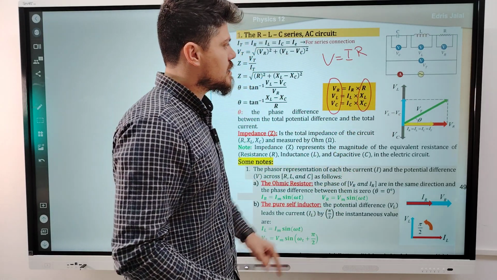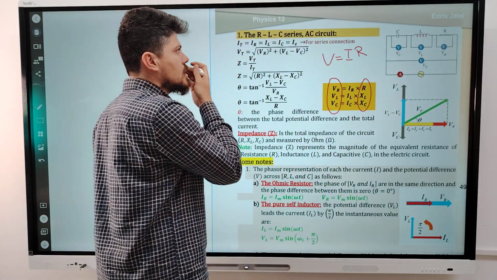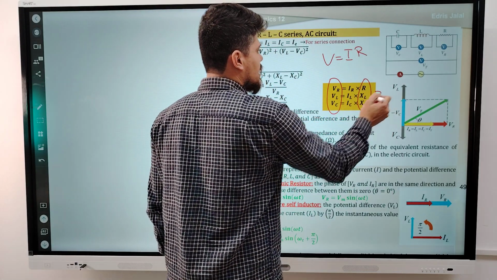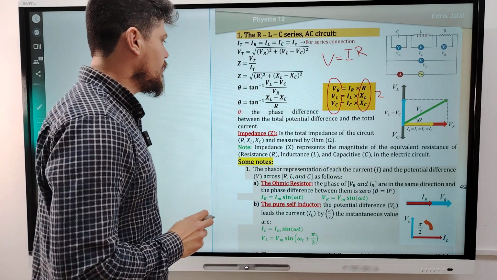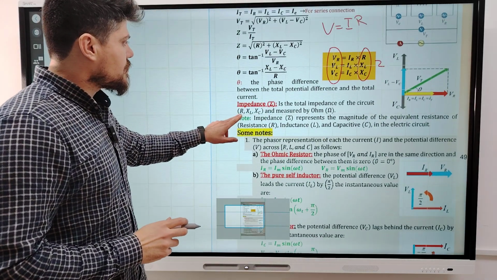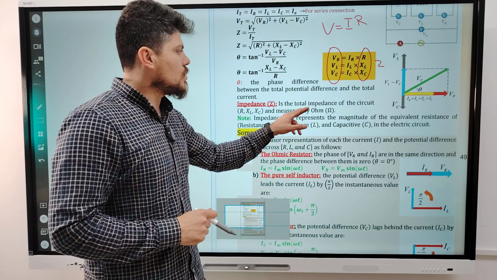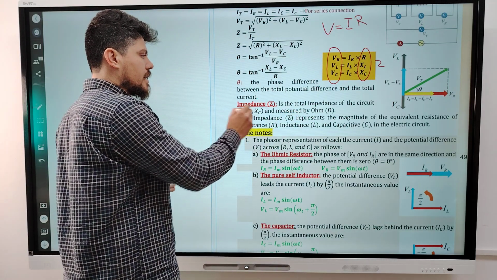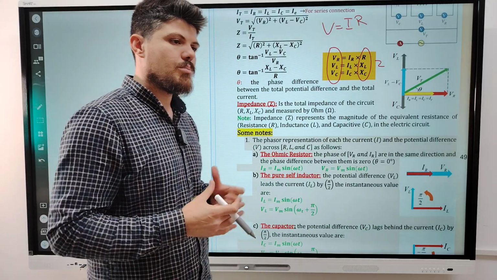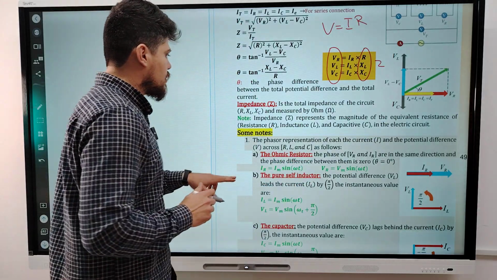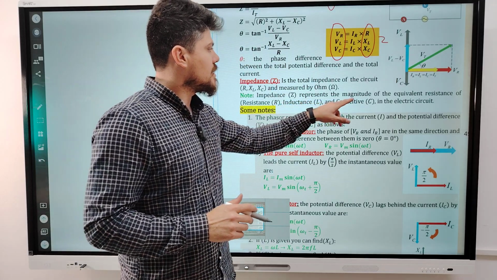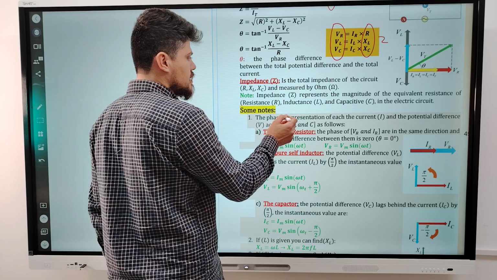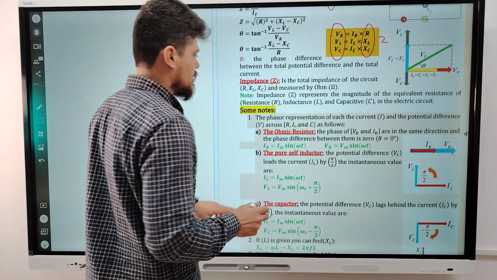So the total resistance in an AC circuit with the RLC series circuit is called Z, the total impedance. The impedance Z is the total impedance of the circuit of R, XL, and XC, and it is measured in ohms. So the impedance Z represents the magnitude of the equivalent resistance of the resistance, inductance, and capacitance.